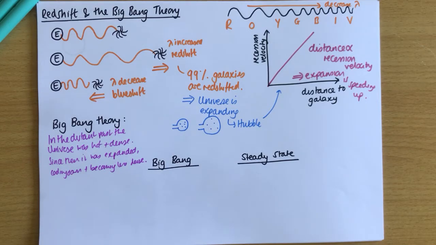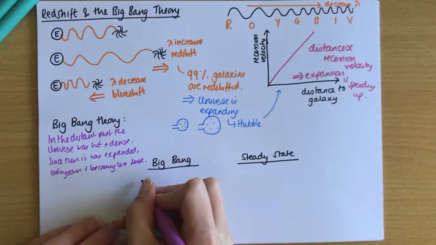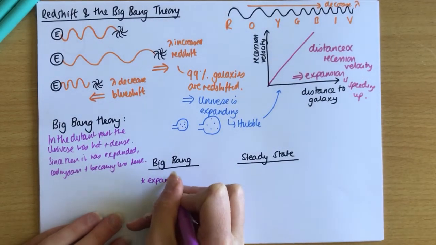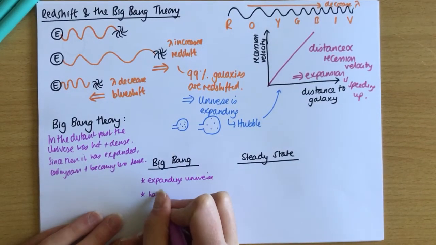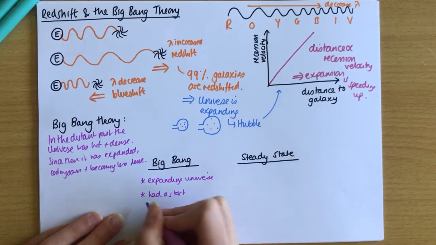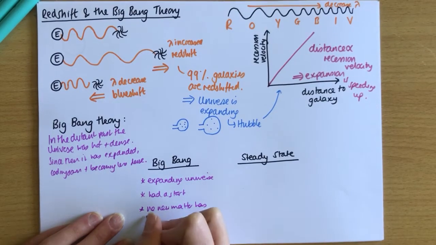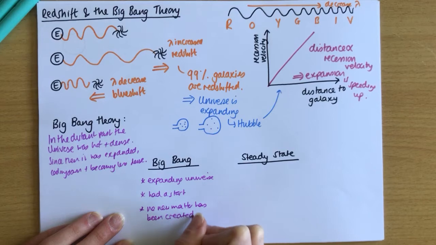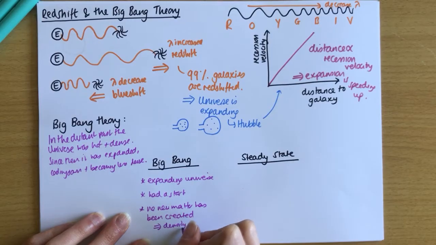It doesn't say that there is a God or there is no God. It doesn't actually tell us about the very start of the universe. It actually tells us about how the universe has evolved since just after its start. So the Big Bang Theory, the main points we need to know are that we've got an expanding universe that had a start, although we're not really sure how that start started. And one of the things they say is that no new matter has been created since the start. Therefore, as it expands, it's getting less dense. So its density is decreasing.